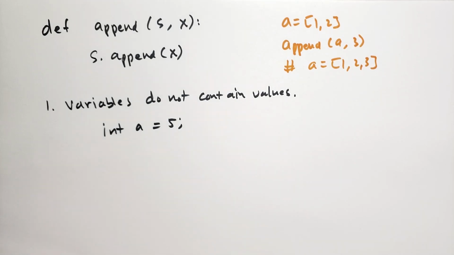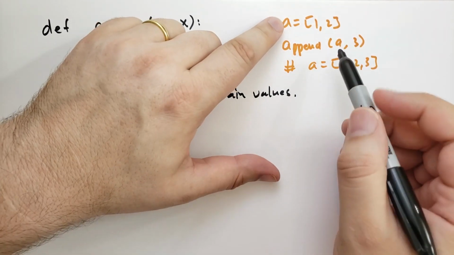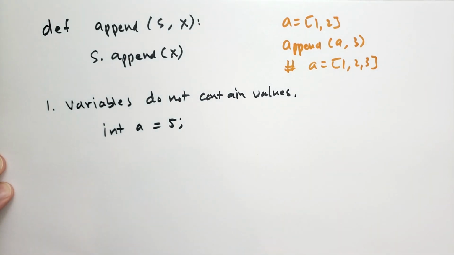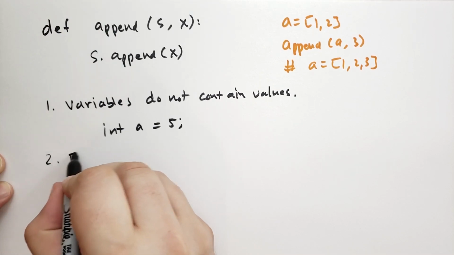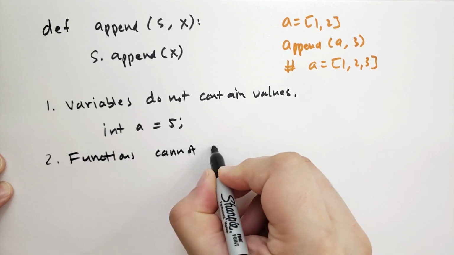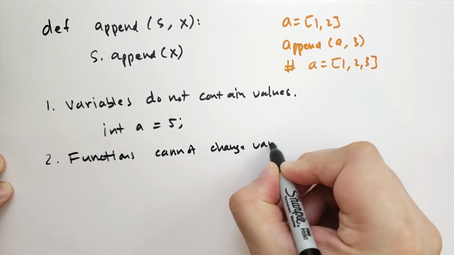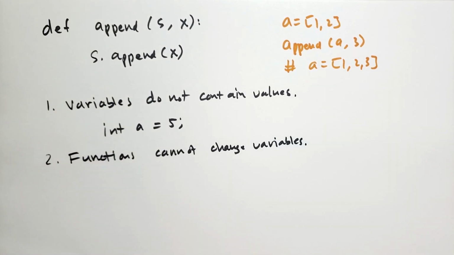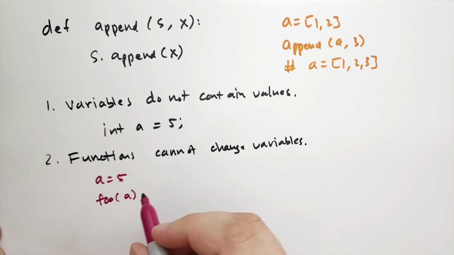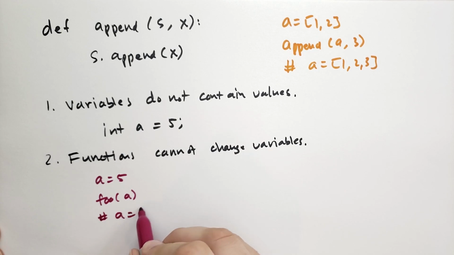Another thing that we sometimes say is that this function changes a, right? I guess this could be technically true, but it's not. We need to say that Python functions cannot change variables. What I mean by that is, let's say we had the following code. We said a is 5, and then we call some function foo on a, and then somehow we get a is now equal to 6. This is impossible in Python.